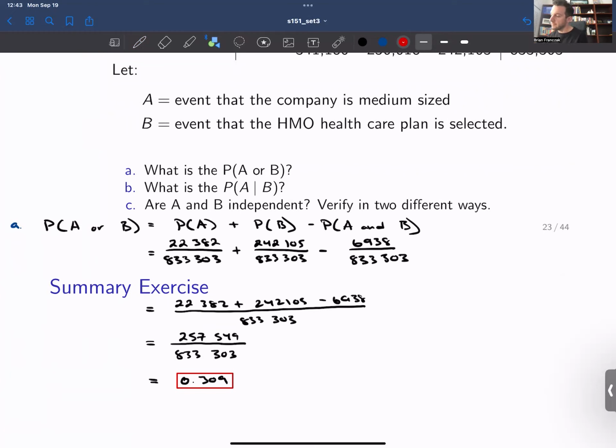Okay, so that's the illustration of computing the union. Here we are just applying the general addition rule. The general addition rule is the first rule that I wrote that expresses the union in terms of the marginals. So P of A and P of B are marginal probabilities, and P of A and B is an intersection, or the probability of the intersection.